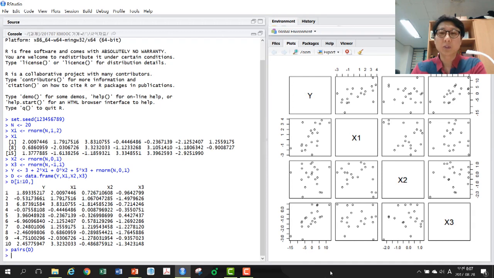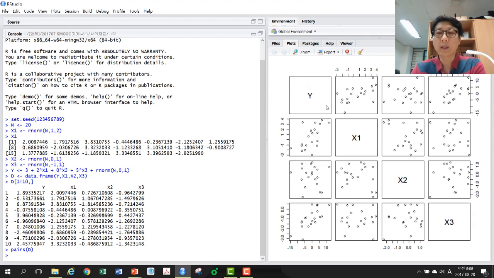So it actually shows such a plot. The way to read this plot is that it shows scatter plots. In this scatter plot, the horizontal axis is x1 and the vertical axis is y. Here's y and x1. Then it shows you the scatter plot between these two, y and x1. Then the points look like this.